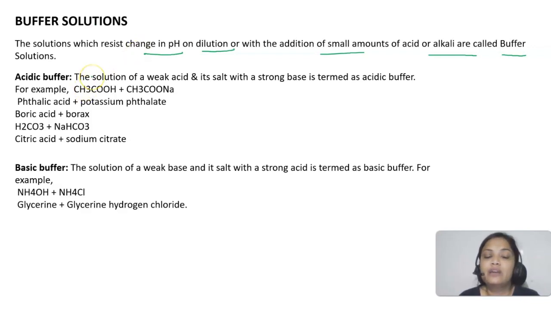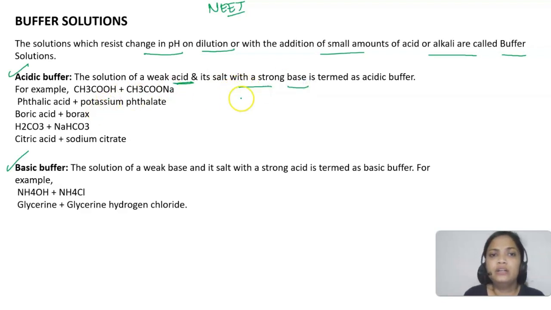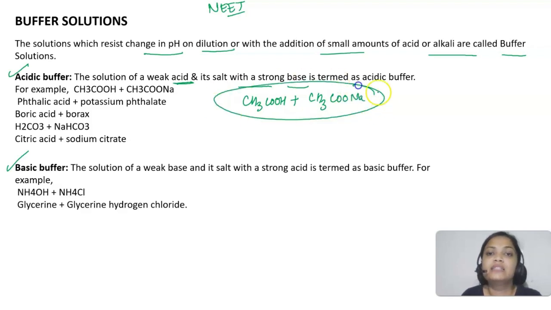So there are two types of buffer basically we'll see कि acidic buffer and basic buffer. So अभी ये आपको याद रहना चाहिए because it has been asked in NEET also कि how acidic buffer are formed or how basic buffer are formed. So acidic buffer is formed with the solution of weak acid. एक weak acid लेंगे and उसका salt with a strong base. So here we are taking the weak acid which is acetic acid and उसी का salt, acetic acid का salt with a strong base NaOH is sodium acetate. So this mixture will be the acidic buffer.